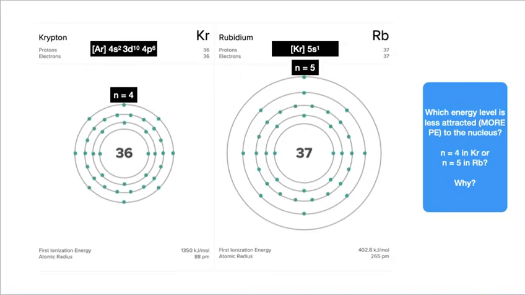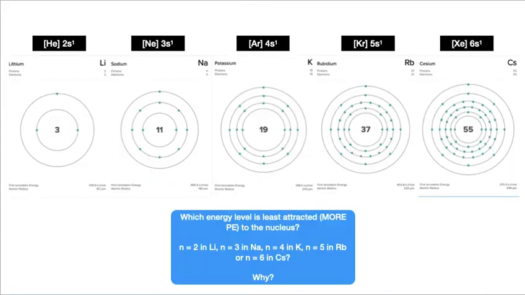And rubidium's outermost electron in the fifth energy level is much less attracted, has greater potential energy than the electrons in krypton's fourth energy level. Finally, as we go down a group, we note that because there are more energy levels of electrons around the nucleus, the outermost electrons are less and less attracted to the nucleus and thus have higher and higher amounts of potential energies.